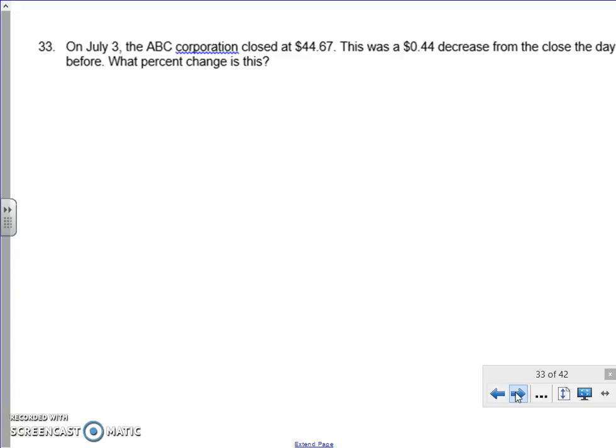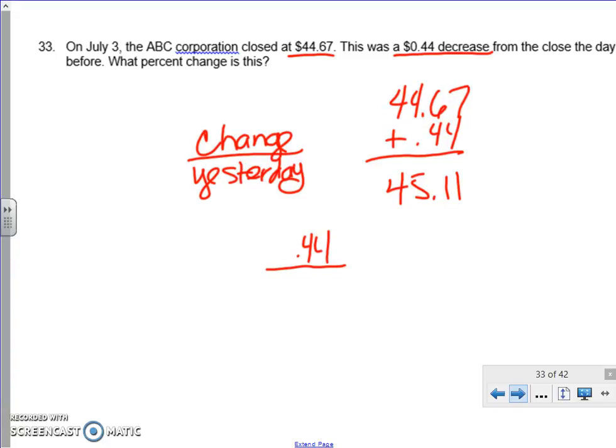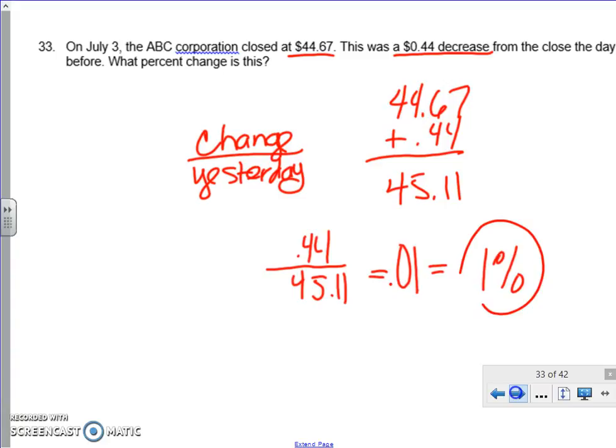All right, on the 3rd, the corporation closed at 44.67. This was a decrease from the close of day before. What percent of change is this? So we have, it's the change over yesterday or the original. Well, if it decreased, it means yesterday it was higher. So we take the 44.67 and we add the 44 cents in and we find out that yesterday the price was 45.11. So we take the change, which is the 44 cents, and divide it by 45.11, and we find that we get 0.01, which is a 1% change.